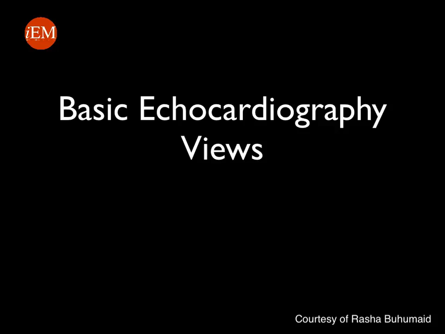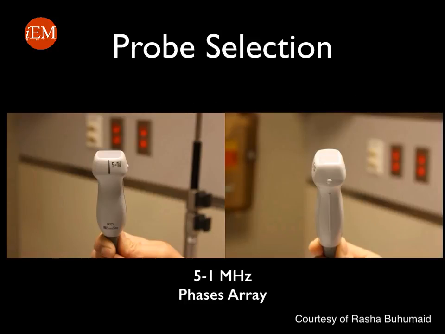This is a short tutorial on the basic echocardiography views and how to obtain these views. The probe you're going to use to perform this study is a phased array probe, or what we call a cardiac probe. Note the small footprint of the probe that is very suitable to be placed in between the intercostal spaces and obtaining the appropriate window.